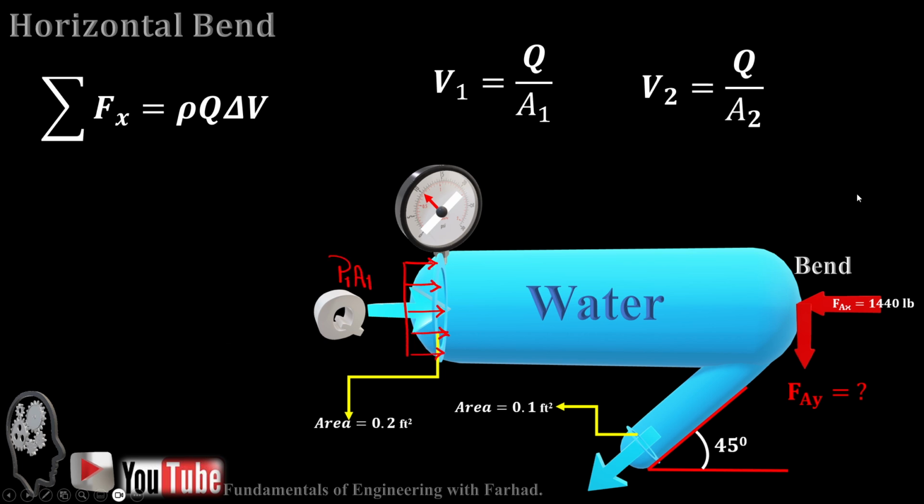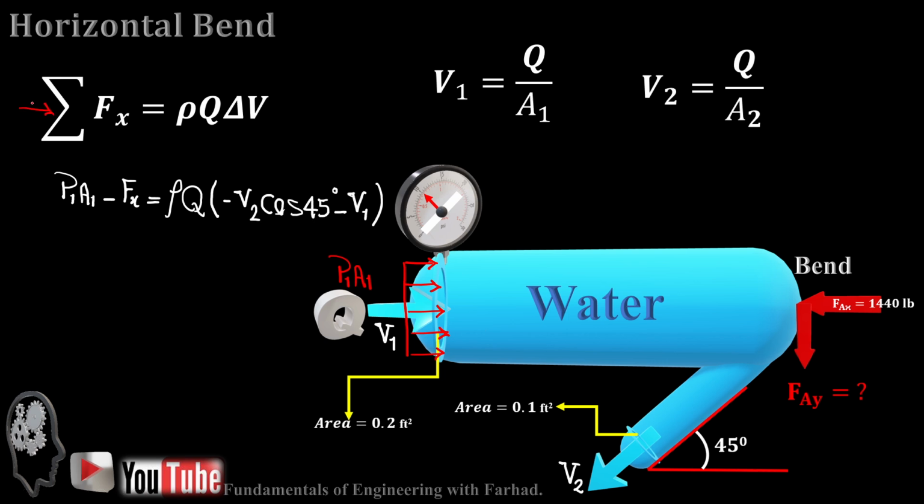The force applied to the bend at the very beginning cross section is P1 A1. Considering the positive x-axis direction, P1 A1, the pressure at the beginning of the cross section, minus F sub Ax, 1440 pounds, is equal to rho Q times the velocity which leaves the bend in the horizontal direction, V2 cosine of 45 degrees. Because that's opposing our positive direction, it is a negative V2, subtracted from V1, which comes into the system.